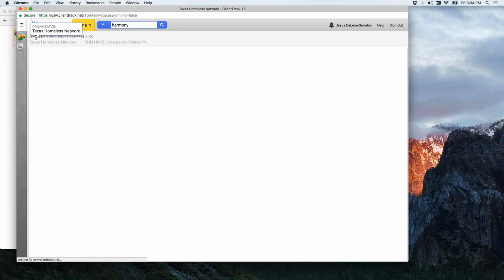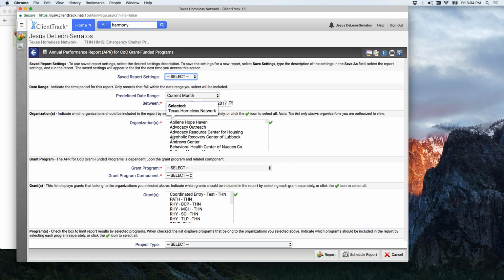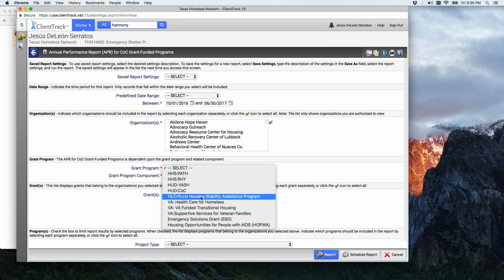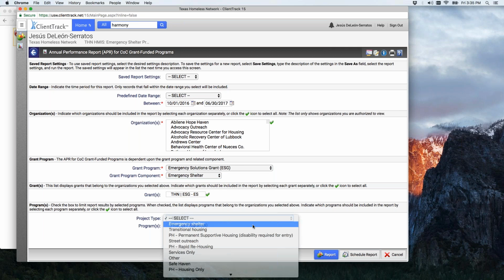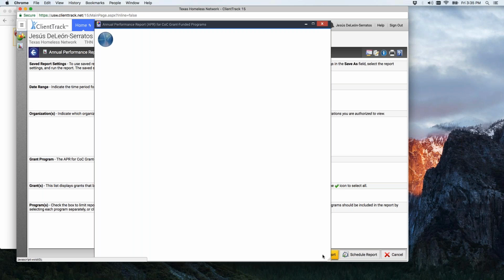Now I want to go and show you the report again. I'm going to say the same. This is 10/01/2016 to now. This is an emergency solutions grant. This is emergency shelter. Run the report. We're going to see here how this is going.